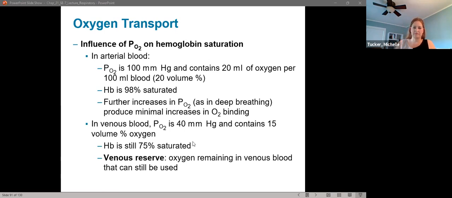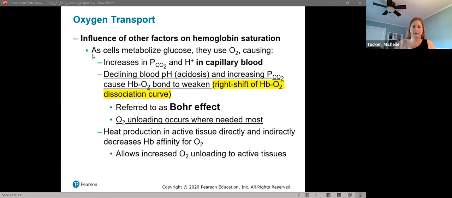In venous blood, the hemoglobin is still 75% saturated. We've got a huge reserve. And then locally with exercise, it can drop down to like 50, but that's not systemic. That's a very local interaction. We have a great oxygen reserve. Okay. Other factors. Okay, so this is what I was just talking about.